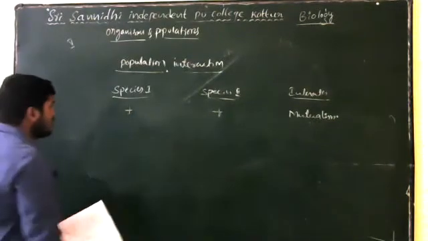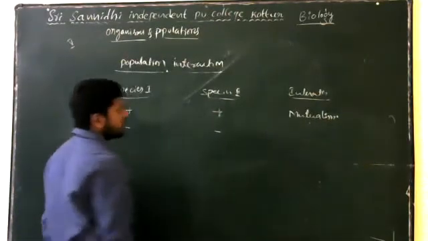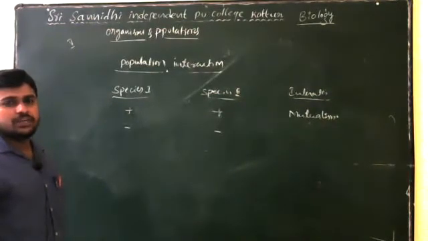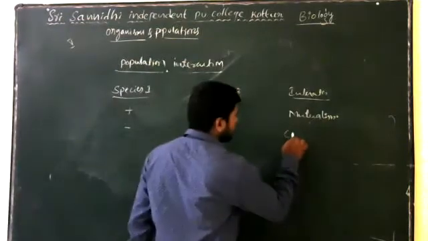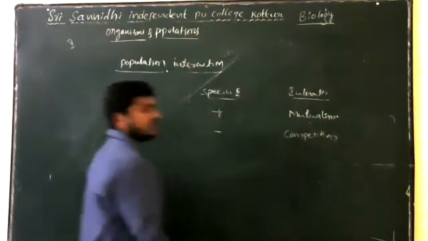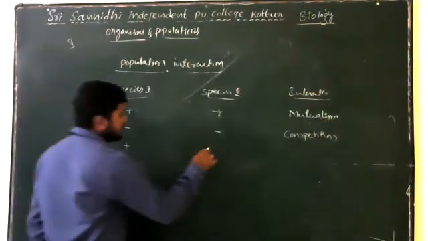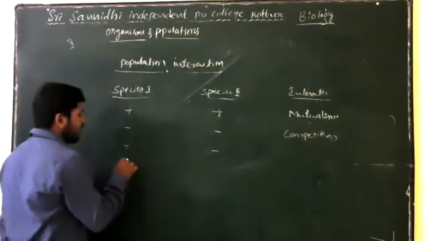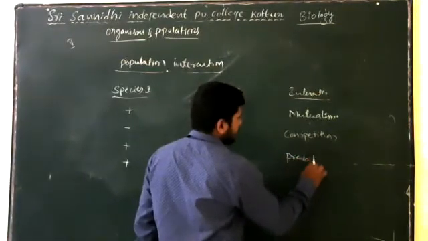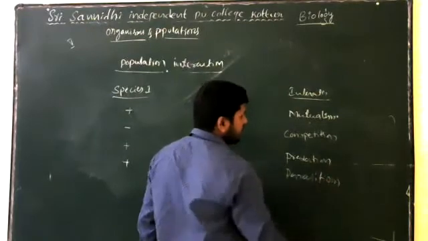If the interaction between the two species is one where both species are harmed, neither species benefits, a negative interaction, that is called competition. If both species interact and one species benefits while the other is harmed, such interactions are called predation and parasitism.